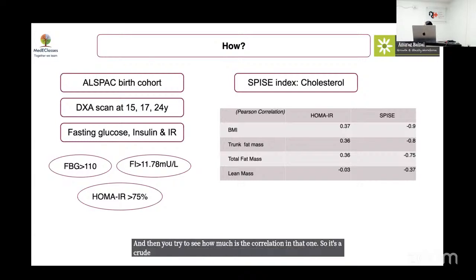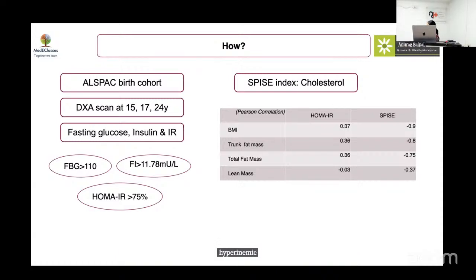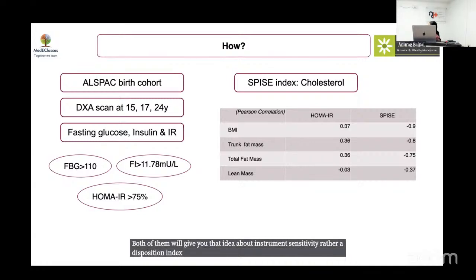What is the best marker of insulin sensitivity? So hyperinsulinemic clamp test may be better. Basically give insulin from one side. You give glucose from the other side. So you have two options. You can give either a euglycemic hyperinsulinemic clamp. You want to maintain sugar 100 to 140, or a hyperglycemic hyperinsulinemic clamp. Both of them will give you the idea about insulin sensitivity, rather a disposition index, which will give you a good idea from that regard.